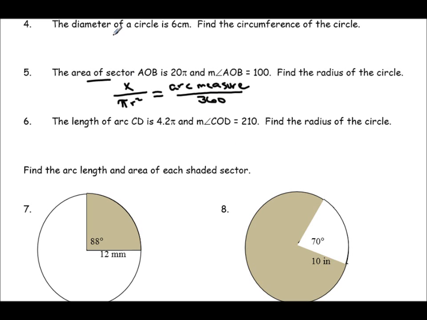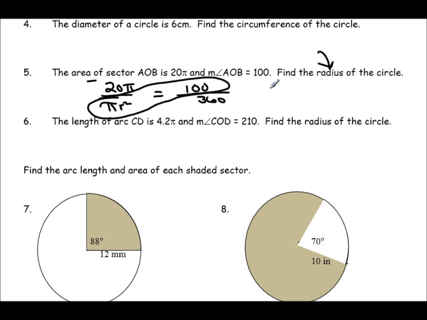So x in this case is our area of a sector, and they gave it to us. So the area was 20 pi out of pi r squared, which r is going to be the thing that we're looking for. The arc measure is going to be the same as the central angle, so it's 100. We're going to cross multiply just like before.